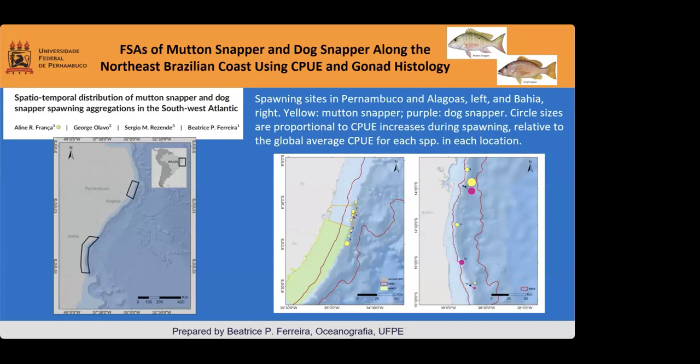As an example, you can see Brazil northeast in the image to the left, and then on the right, the spawning sites of 2 areas within that northeast coast. Yellow circles represent mutton snapper, purple circles represent dog snapper. These sizes are proportional to CPUE increases during spawning.